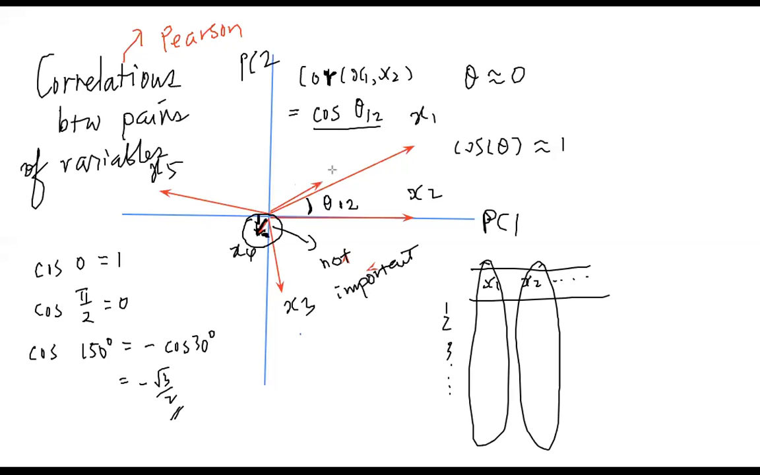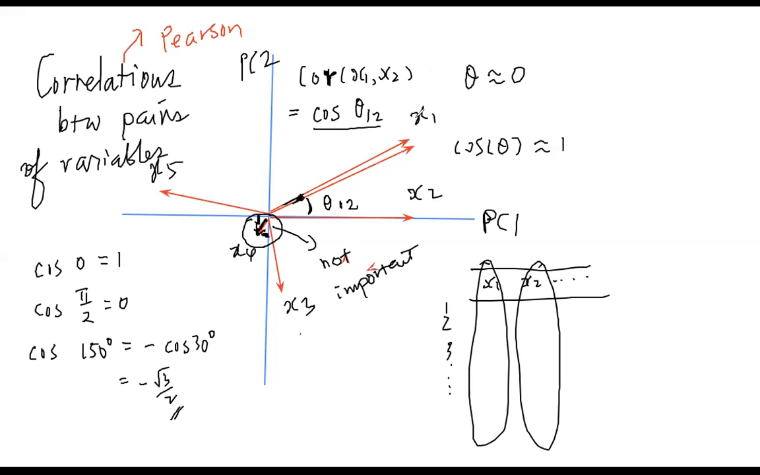Let's say I draw another vector that's almost parallel to this vector, then you know that these two variables are strongly and positively correlated, because the angle here is very small, right? So the cosine will be close to 1, okay?